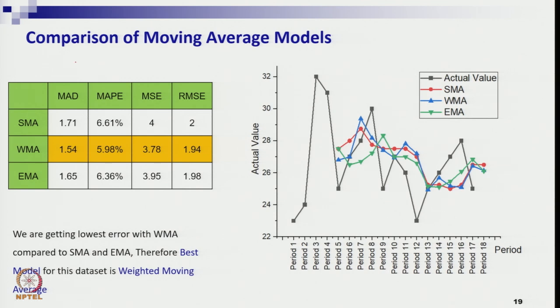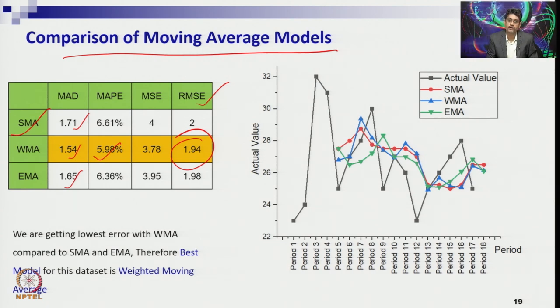So here we have done the comparison of all three models of moving average, for the same data sets, right? So for MAD, we found these values for simple moving average, weighted moving average, and exponential moving average. Now if you see the MAPE, mean absolute percentage error, for the same data, which model is giving the least percentage error? Weighted moving average. So we can say that weighted moving average is better. Even for RMSE, weighted moving average is giving the least error. Least error means higher accuracy. So we can conclude that for this particular data set, having tested all three models, weighted moving average is best.